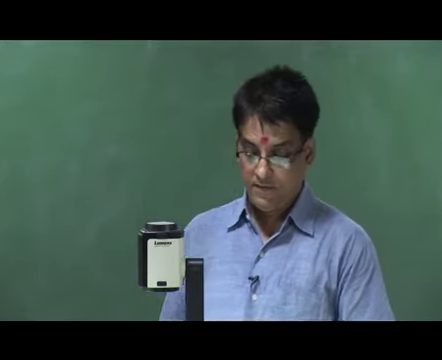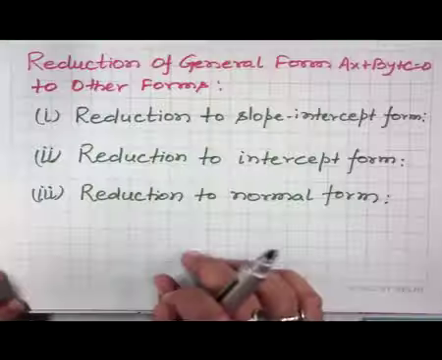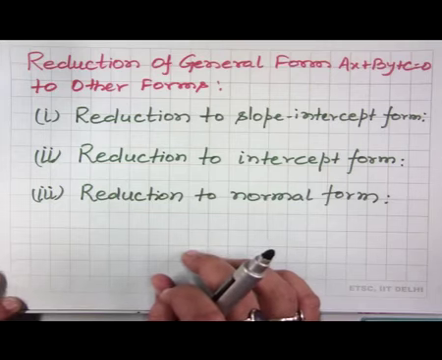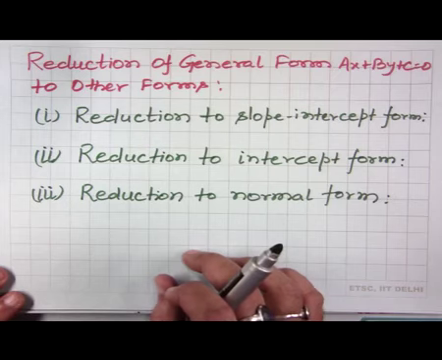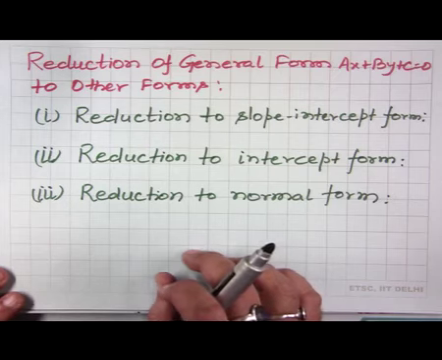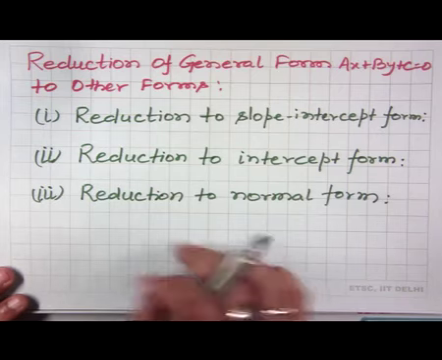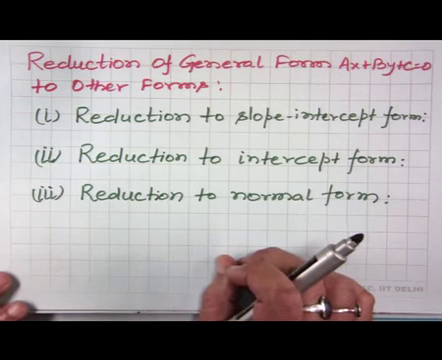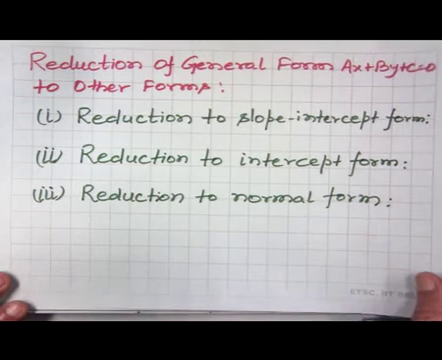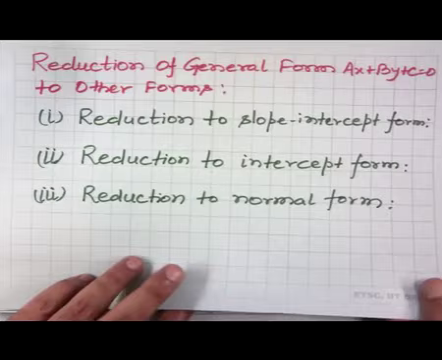Now we just try to reduce the general form of straight line equation Ax plus By plus C equal to 0 to other forms. That may be reduction to slope intercept form, second, reduction to intercept form, and third, reduction to normal form. So, first, reduction to slope intercept form.